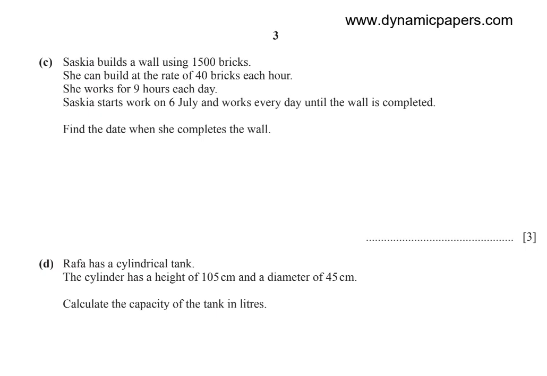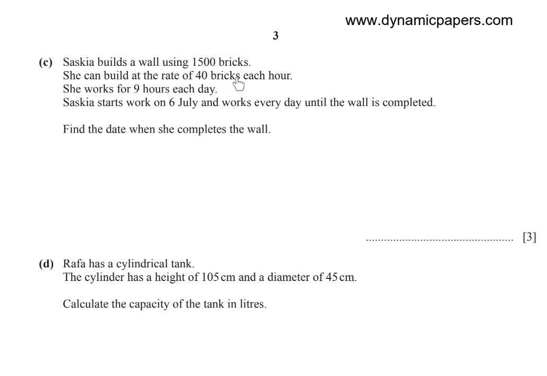C. Saskia builds a wall using 1,500 bricks. She can build at a rate of 40 bricks each hour. She works for 9 hours each day. Saskia starts work on 6 July and works every day until the wall is completed. Find the date when she completes the wall.